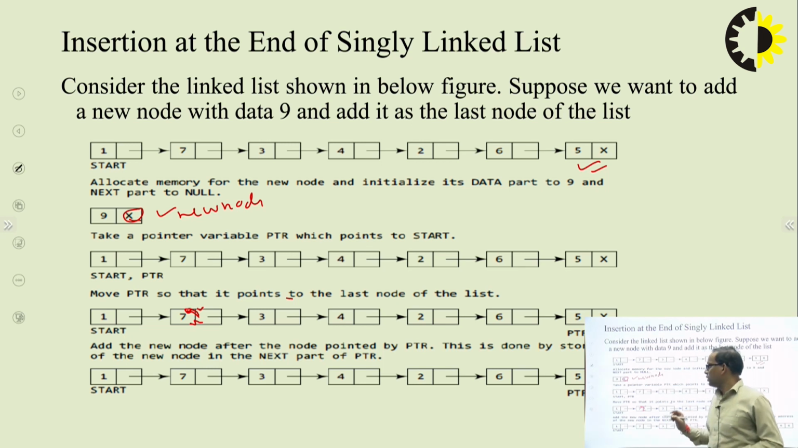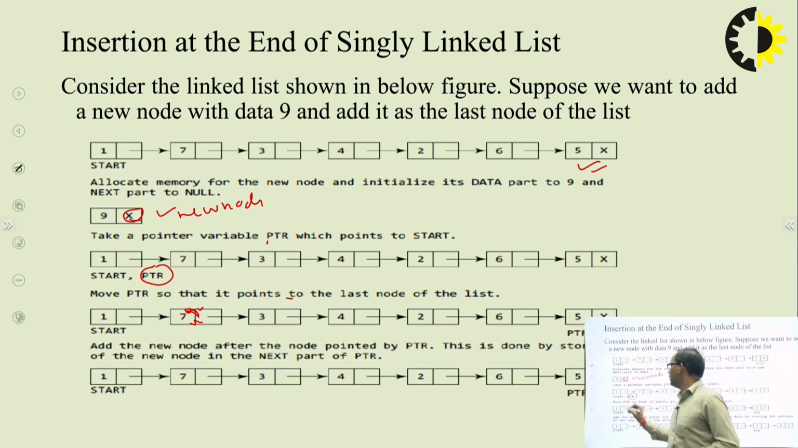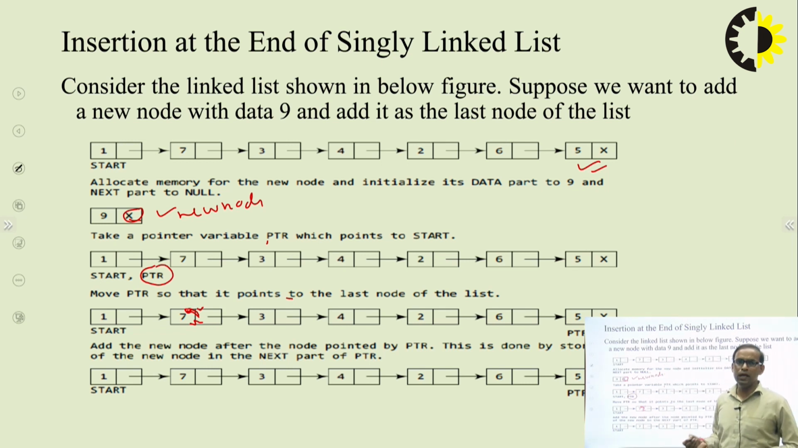Now, in order to add this node at the last, it means after this node we have to add this new node. So what will we do for this? At first we have to traverse the linked list in order to reach the end of the linked list. So for traversing purposes, we will create another pointer variable PTR. The name can be anything; it may be a temp variable, it may be the PTR variable.